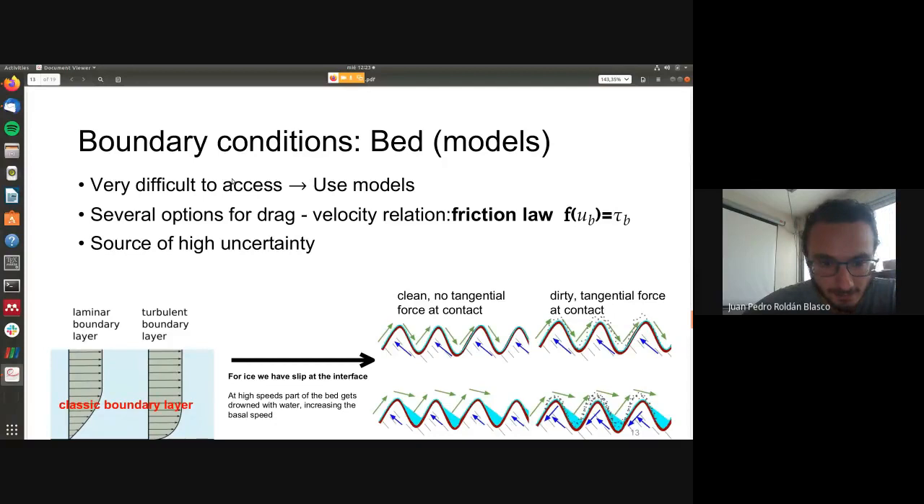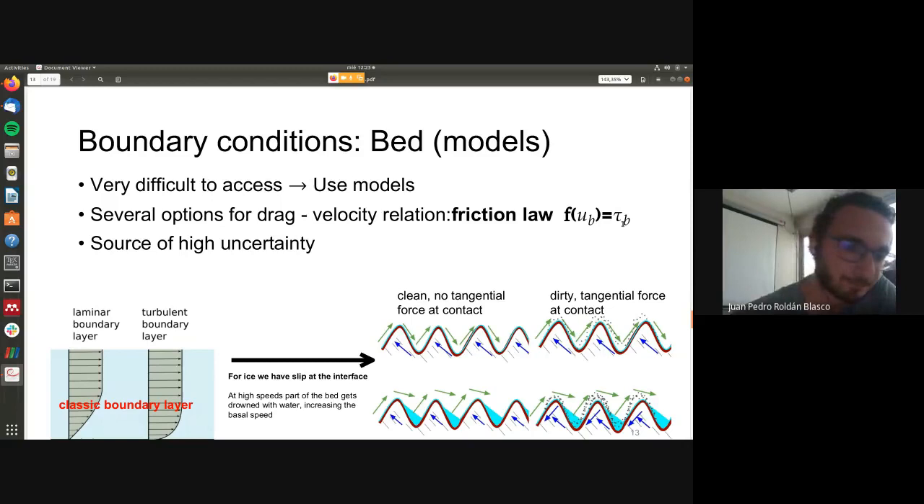One of these sources is, as I said before, the bed conditions, and I could spend hours here because this is the topic of my PhD. But basically, the objective that we have when trying to come up with models for what's happening at the bed is trying to come up with the friction law, which is basically the function that relates the velocity at the base, u_b, with the basal drag, or the friction that we observe at the base, which is tau_b, basal drag.